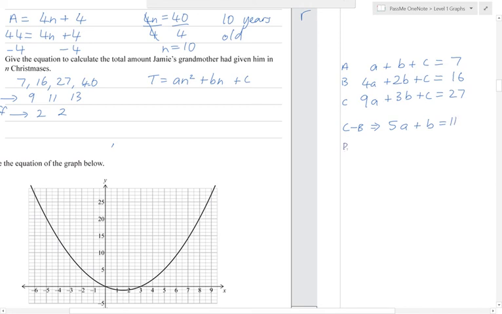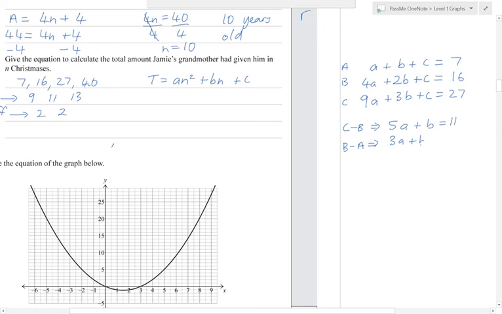and then I'm going to go b minus a. That gives me 3a plus b equals 9. Now I'm going to eliminate these two. So 5a minus 3a is 2a, b minus b is 0, and 11 minus 9 we get 2, and so a equals 1. So in our pattern we can write 1n squared for that first part.